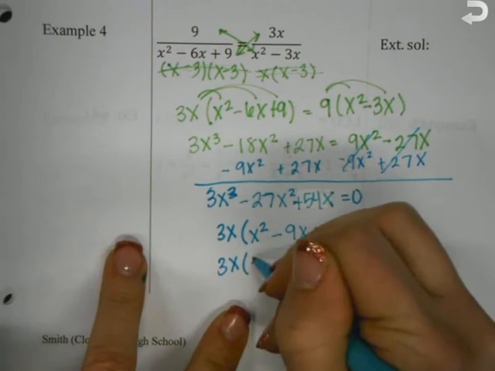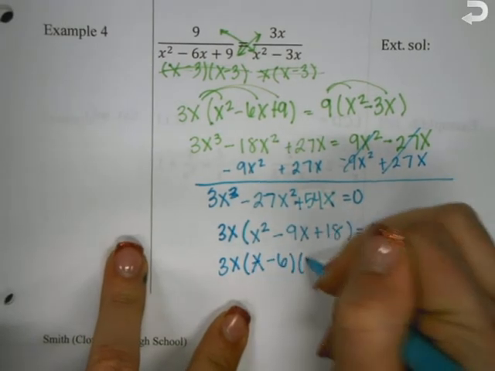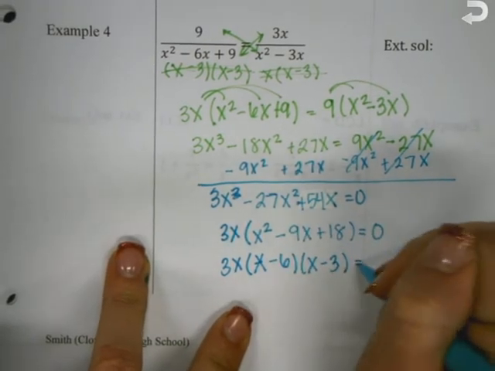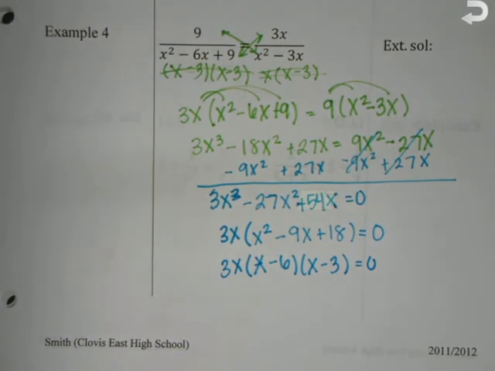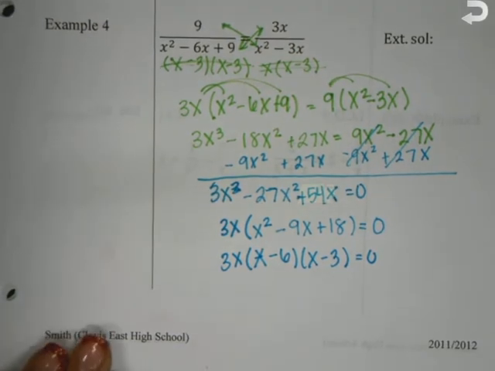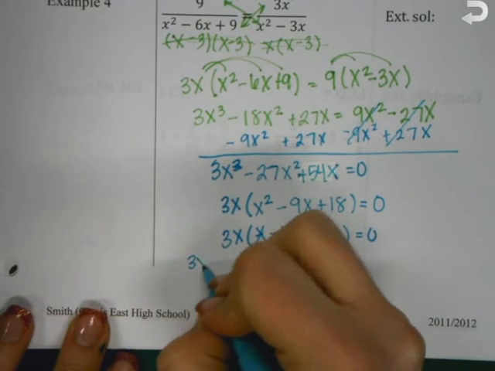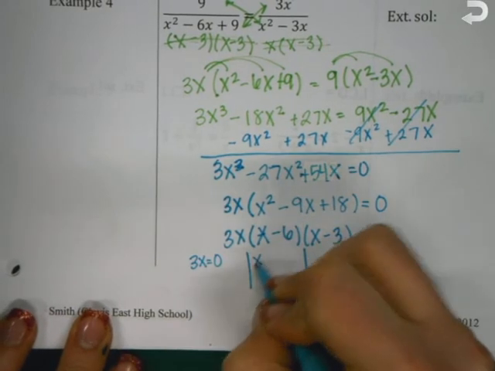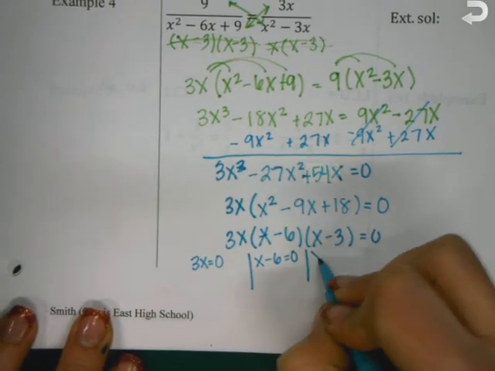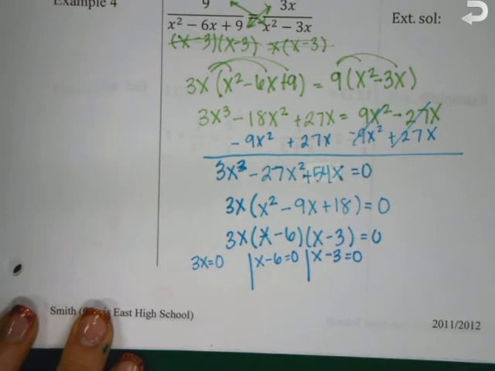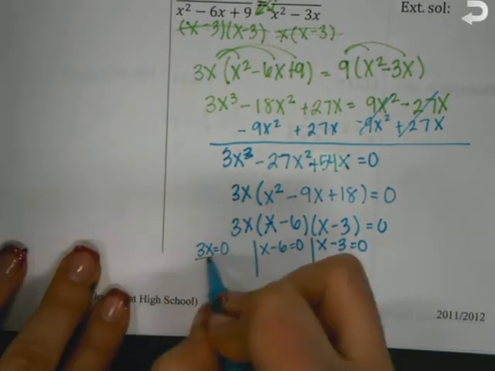And then we set each one of these equal to 0. So that would be 3x equals 0, x minus 6 equals 0, x minus 3 equals 0. Divide by 3, that gives me x equals 0. Add 6, x equals 6. And add 3, x equals 3.